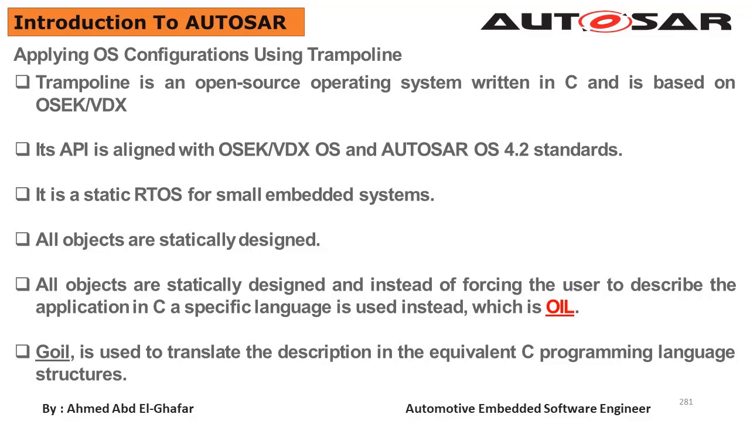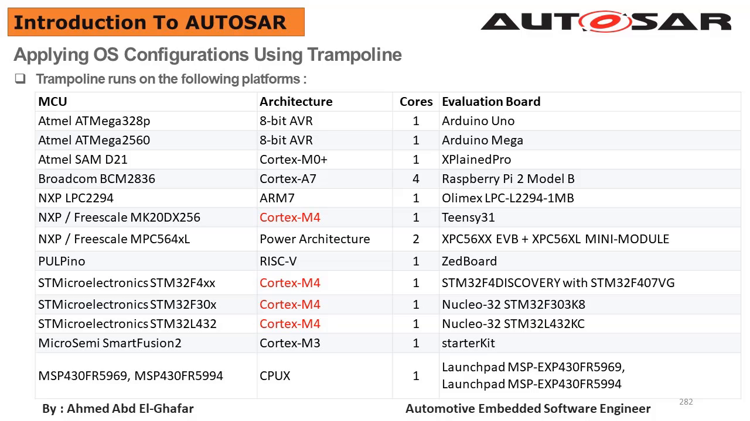This means the objects of the application, tasks, events, resources, and so on, cannot be created or deleted during the execution of the application at runtime. All objects are statically designed, and instead of forcing the user to describe the application in C, a specific language is used instead, which is OIL. And to compile this OIL file, a compiler is used, which is GOIL. GOIL is used to translate the description into the equivalent programming language structure. It also performs verifications. Trampoline runs on the following platforms.